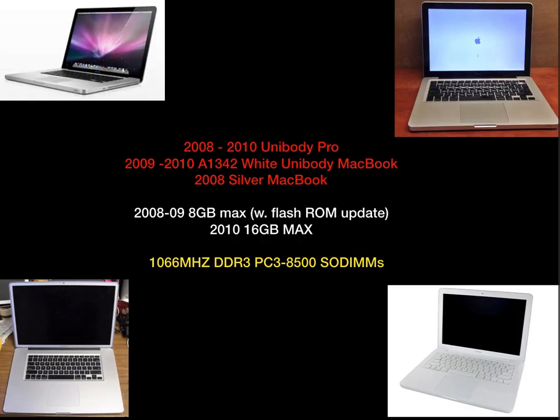So this is the biggest category of MacBooks, the ones that take 1066 megahertz DDR3. So we've moved up into the DDR3 category. This is the biggest chunk of MacBooks that exist. So you've got the 2008 to 2010 Unibody Pros, the 2009 to 10 white unibody MacBook, the A1342. This is not to be confused with the 1181. The 1342 is called the polycarbonate white MacBook. It kind of has rounded edges. It's a newer variant than the earlier original MacBooks. So those are DDR3 as well.